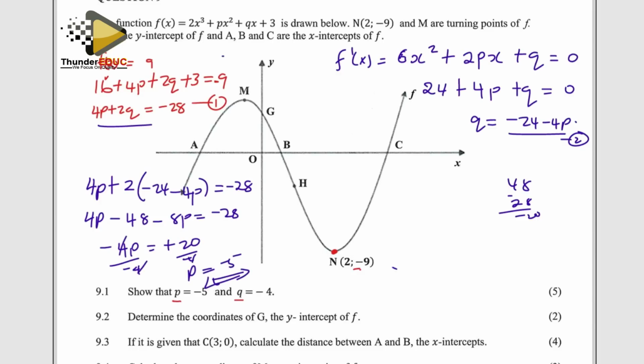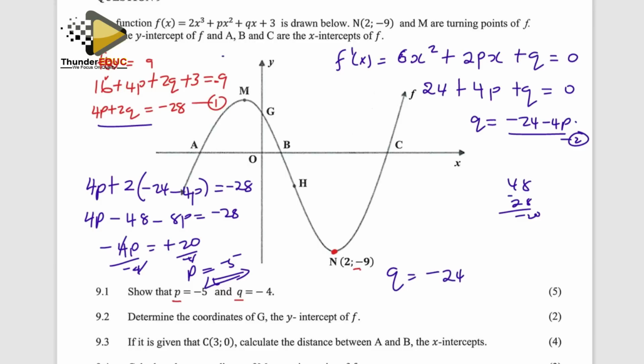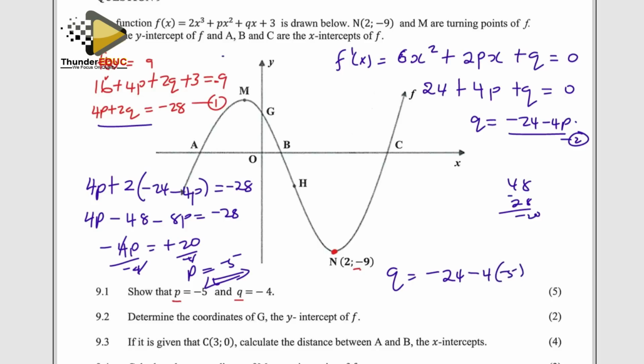Which means p is negative 5. Then for me to get q, I'll substitute. So that's going to be negative 24 minus 4 times negative 5, and then our q becomes negative 4.